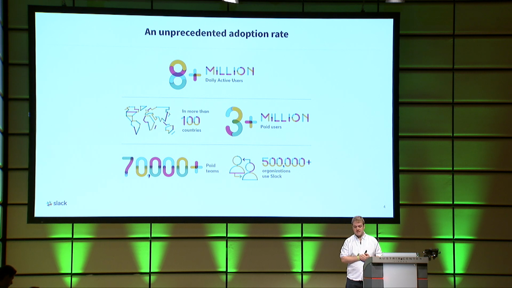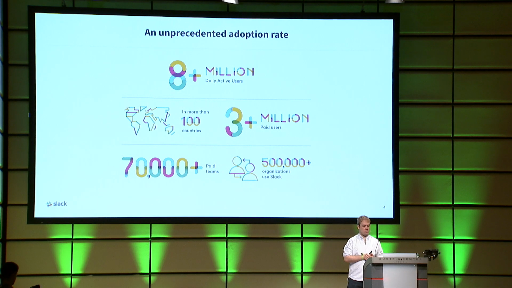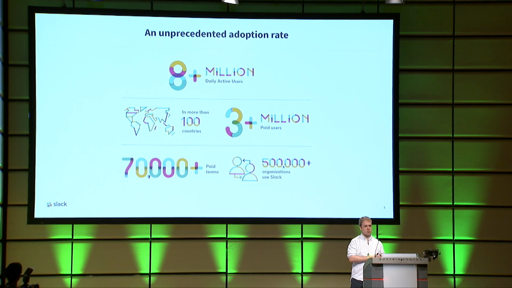Today, there are over 8 million daily active users of Slack across more than 500,000 organizations. We've more than 3 million paid users, and 65% of the Fortune 100 are paid Slack customers. We've more than 70,000 paid teams, many of which have thousands of active users, spread across departments, functions, borders, and oceans.